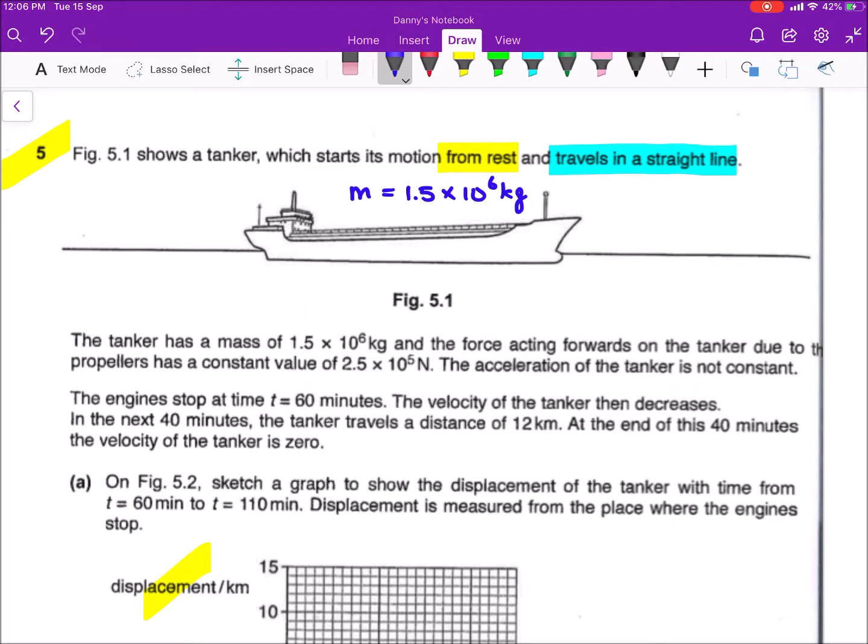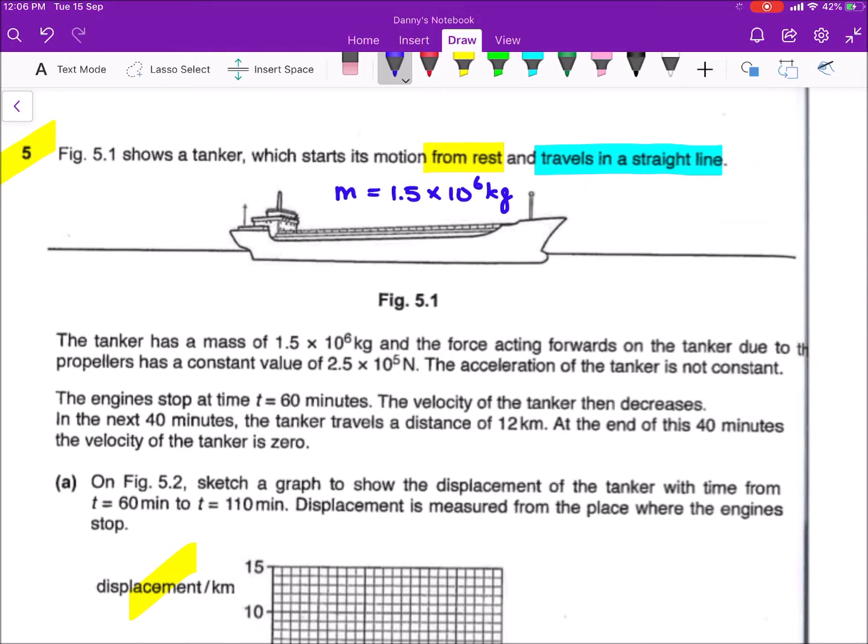Then after that, it says that there is a force acting on the tanker due to the propeller. Down here, they say there's a forward force with a fixed value. So I will just draw it over here. This is F. It's not F net, it's just F. F is just a force. So I have F, which is 2.5 times 10 to the power 5.